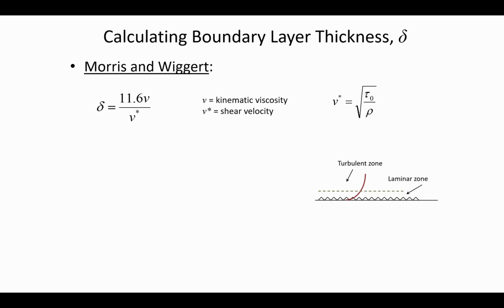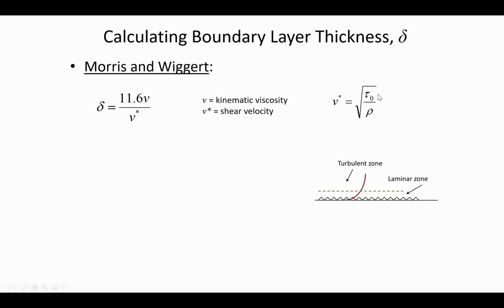There's a formula that's mentioned in your book called the Morris and Wiggert criteria. So here's the formula that Morris and Wiggert came up with. They said, well, if you determine the shear velocity, which we talked about in class on Friday, shear velocity is a way of representing, with units of length per time, the magnitude of the shear stress. It's a transformation where you take shear stress, divide it by the density and take the square root, and then it gives you units of meters per second.